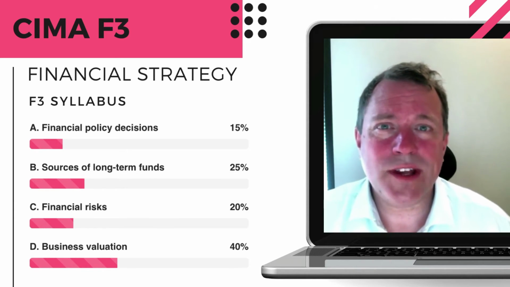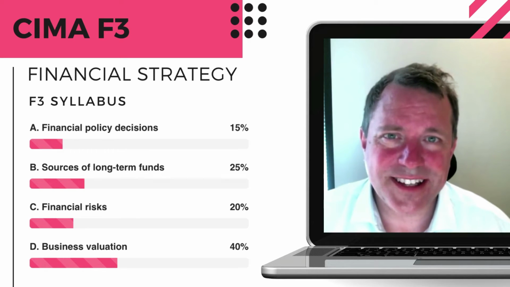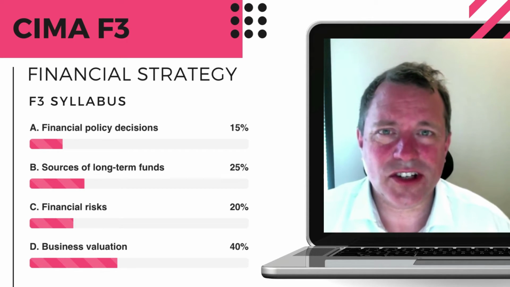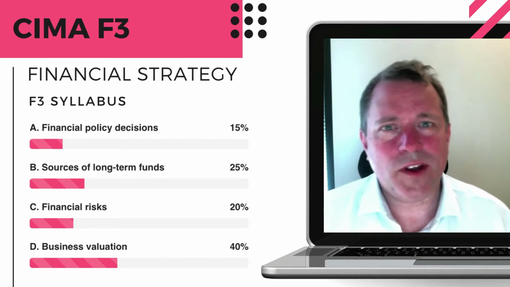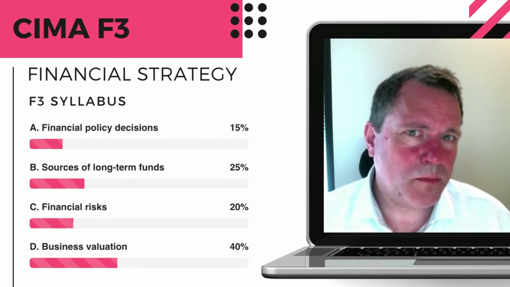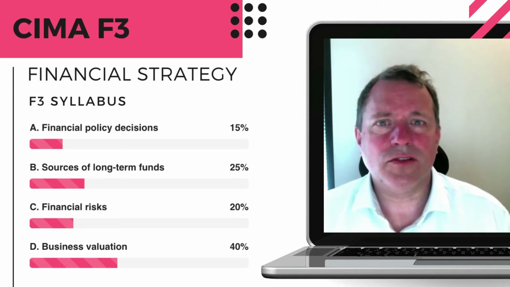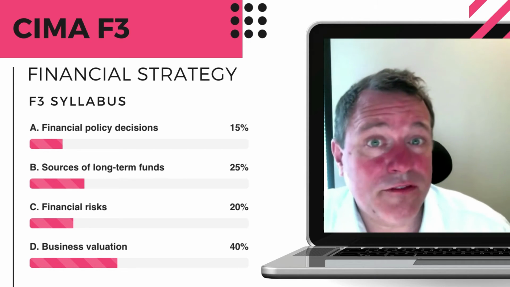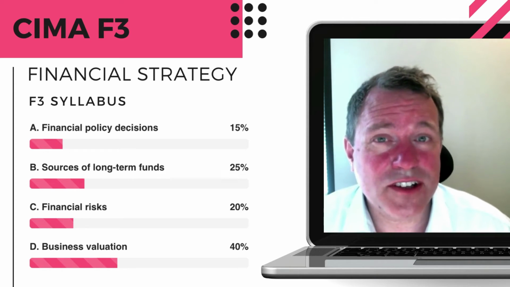There's also, where do we get our money from to invest in this stuff? So the financing decision. Should we go for debt? Should we go for equity? What are the pros and cons of each? Is there an optimal balance to strike between the two? So that's the finance bit, the finance decision that features in the financial strategy paper.